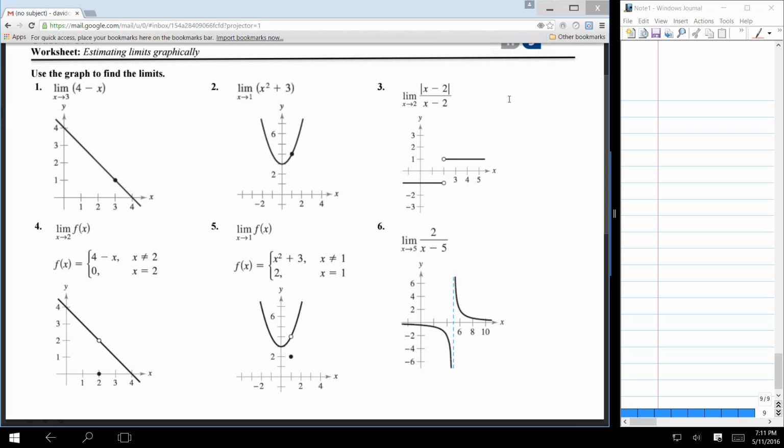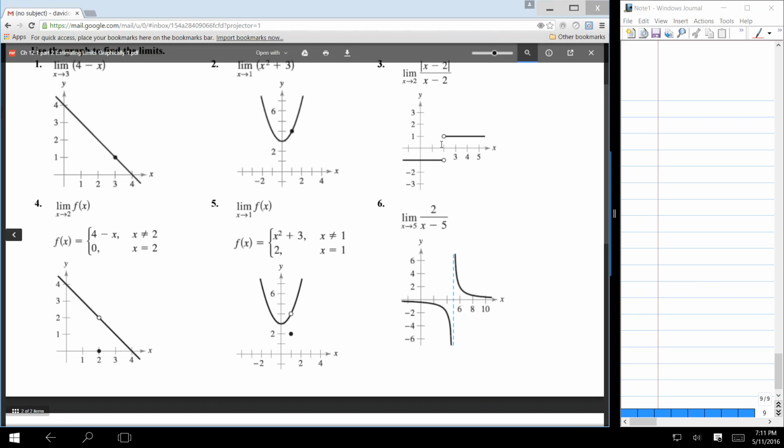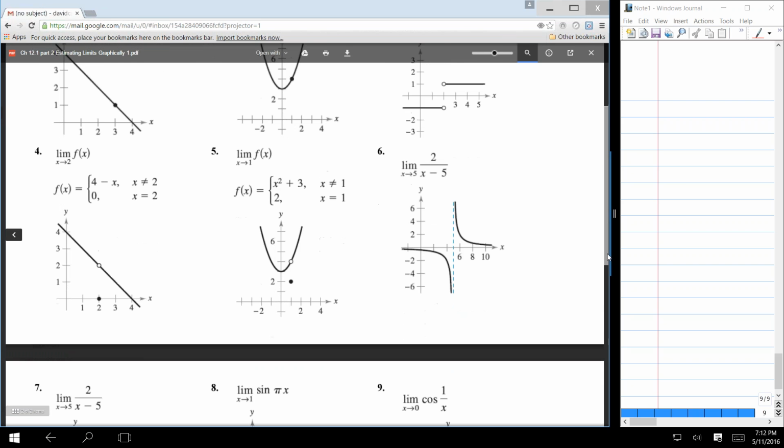On question number 3, what's the limit as x goes to 2? Does not exist. Okay. Because there's a jump discontinuity, which means the limit from the left is not the same as the limit from the right. From the right. About number 4.